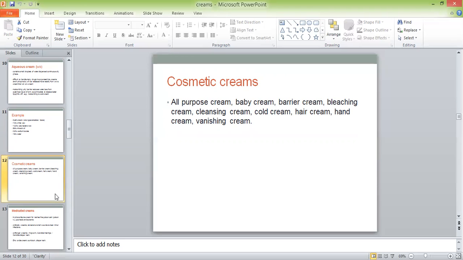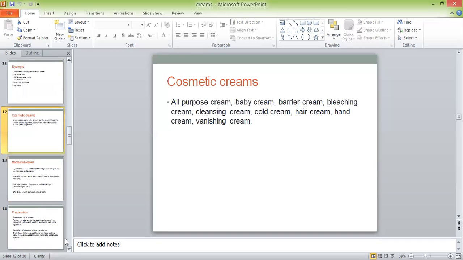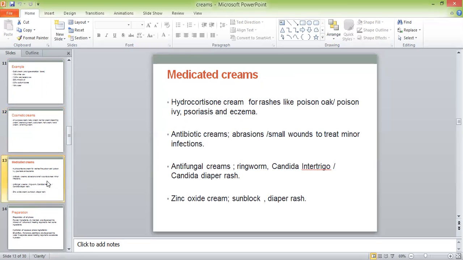Then there are certain hair creams which are used for hair styling, and maybe for the bleaching of the hair. And then they have hand creams which make the hands soft. Similarly, they have vanishing creams, which when used vanish or disappear. Medicated creams: now, there are different medicated creams, and we will study them one by one.